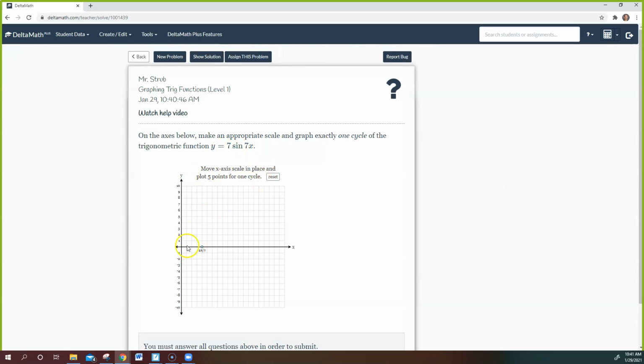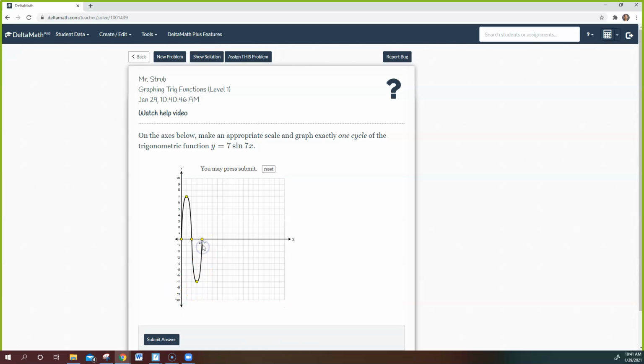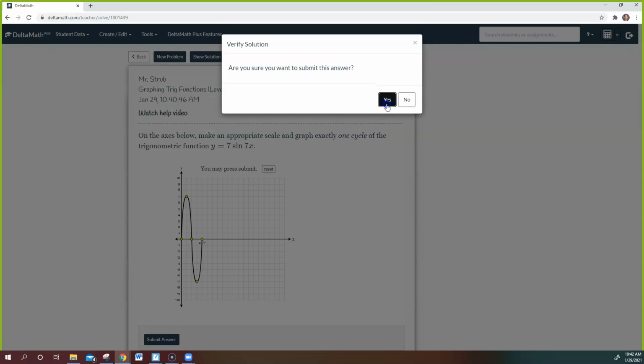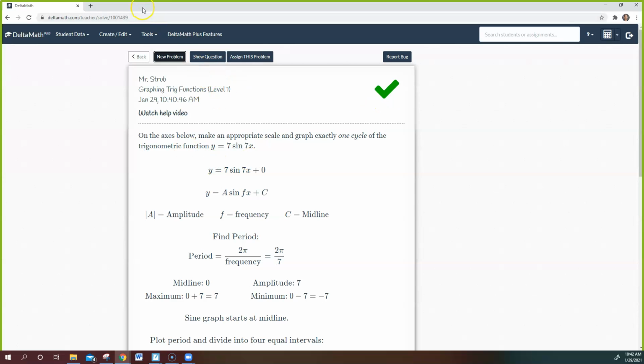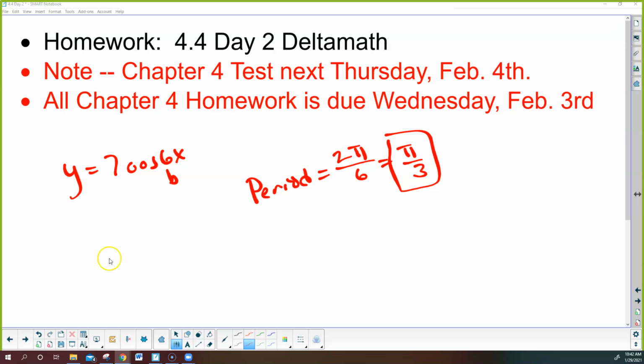So now I'm just going to plot the rest of my points. So sine starts at the midline, and then the first tick mark over goes up to the max, and then it goes back to the midline, and then it goes down to the minimum, and then I return right back. And there is the 1 cycle of sine, and notice that it ended at 2 pi over 7. Okay, so that's just tricky. I wanted to show you that so you guys get an idea.